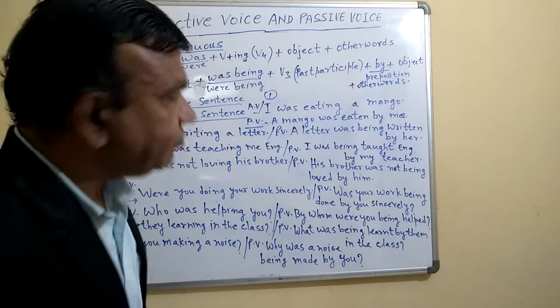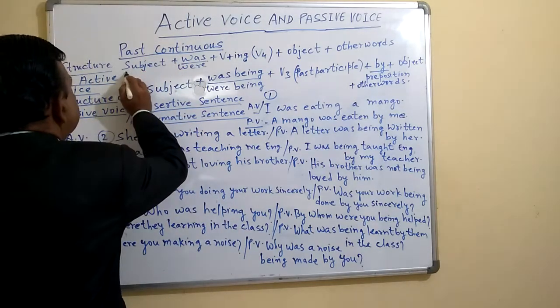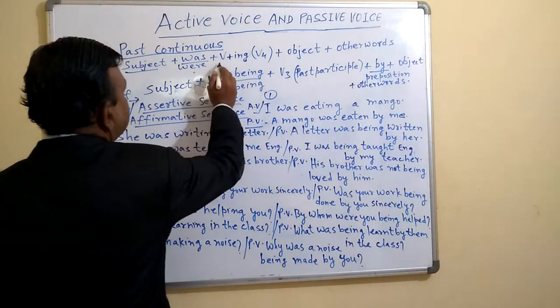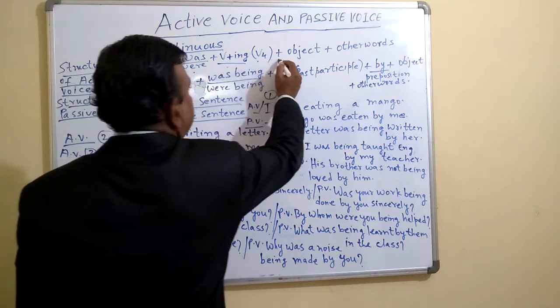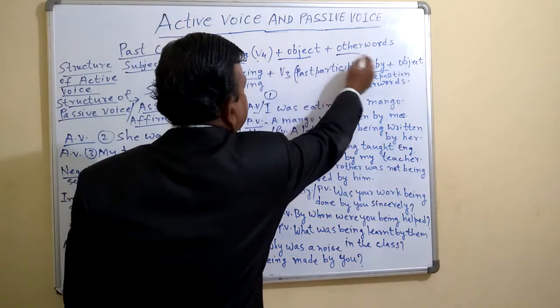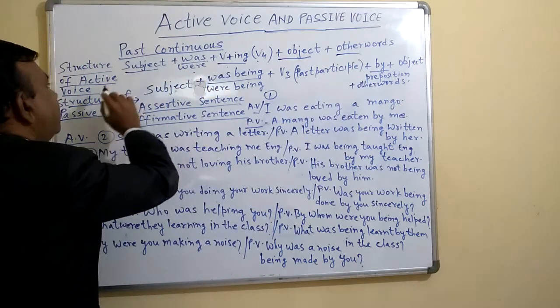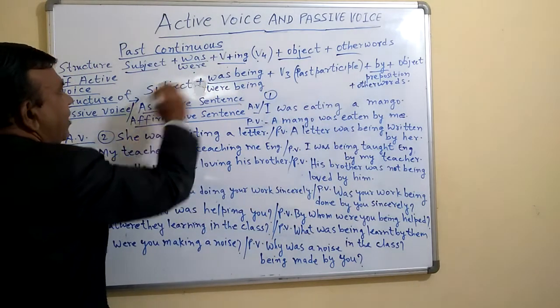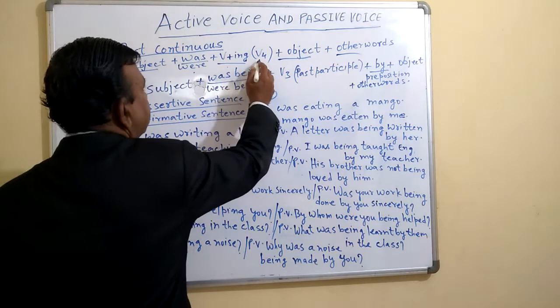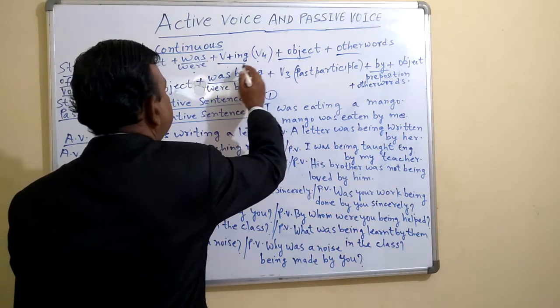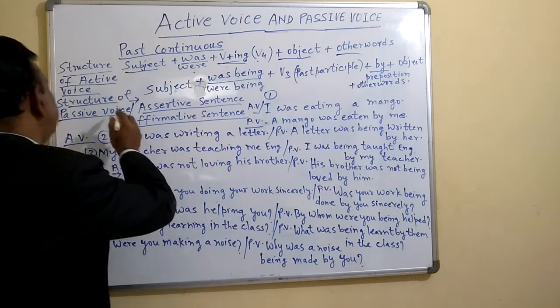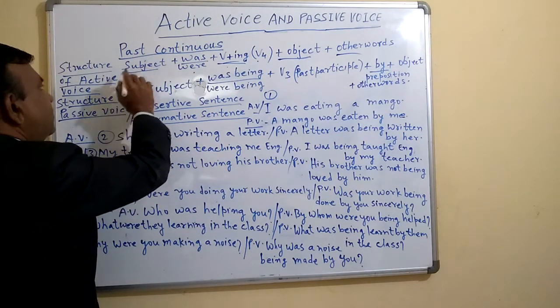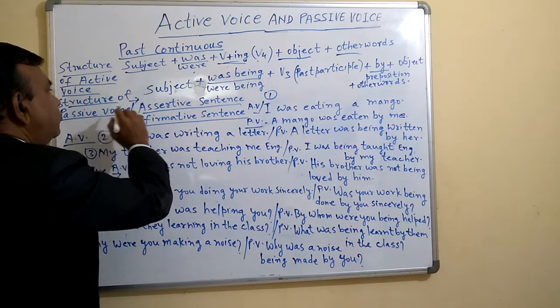Here, subject plus was, were plus V4, present participle plus object plus other words. This is the structure of the past continuous. Was, were will be helping verbs, and main verbs V4, fourth form of the verbs, means V plus ing form. And now you see this is the structure of active voice of past continuous.